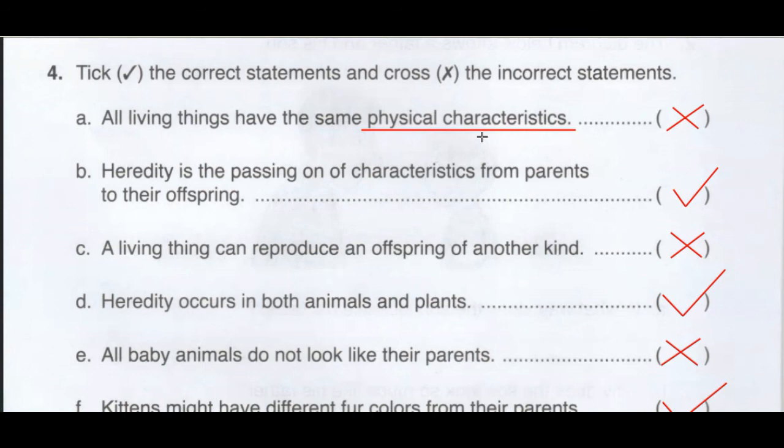All living things can reproduce an offspring of any kind. That means a cat can give birth to a dog, an elephant can give birth to a bird. This is not correct. An elephant will always have an elephant baby. Heredity occurs in both animals and plants. That is correct. So plants also have heredity. An apple tree will always be an apple tree. If a sour apple tree has the pollen from a sour apple tree, then the apples, the seeds, will become again a sour apple tree.